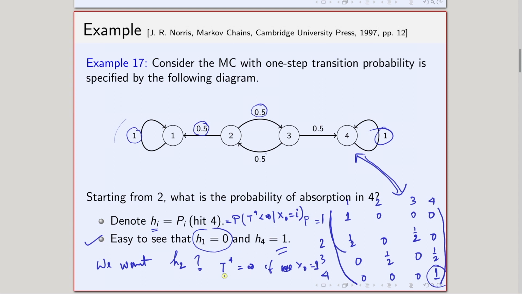And why is T4 infinity? Just recall the definition of T4. T4 is nothing but the infimum of the set of n greater than or equal to 0 such that xn equals 4. Now in this case, if I start from x equals 1, for any n, xn will not be 4. So that is why this set is empty. If I start from 1, this set is empty, and so T4 is infinity. Similarly T4 equals 0 if x0 equals 4, because the 0 element is in this set, so when I take the infimum, that will be 0.